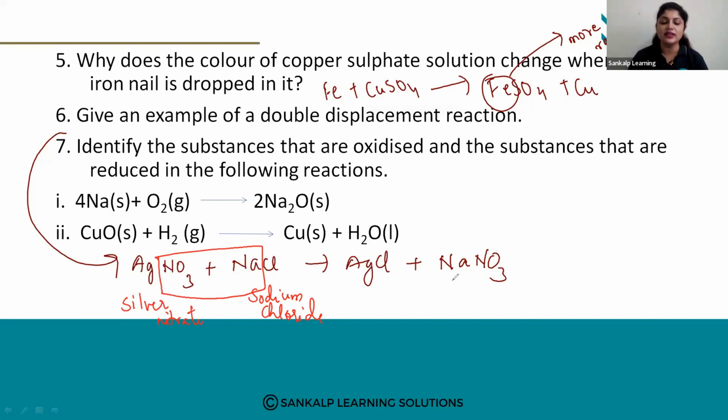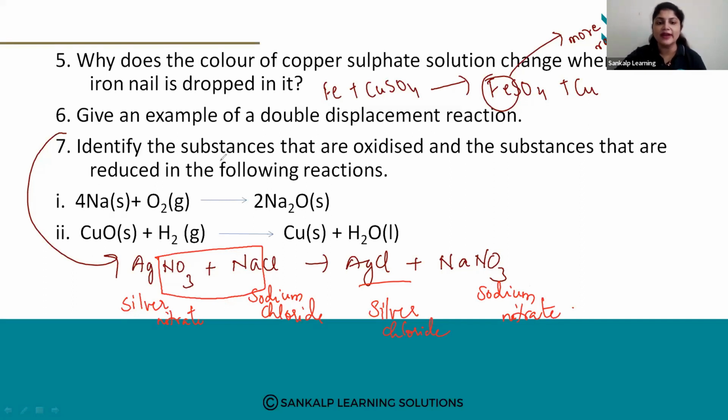During the reaction, the negative and the positive ions change their positions, resulting in the formation of white silver chloride. So this is silver chloride and this is sodium nitrate. So this is an example of a double displacement reaction. Okay, so we'll go for the next question.